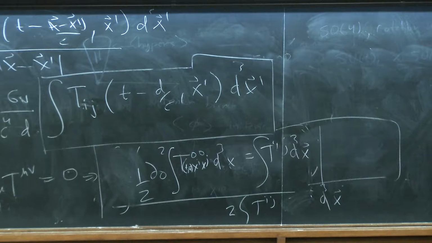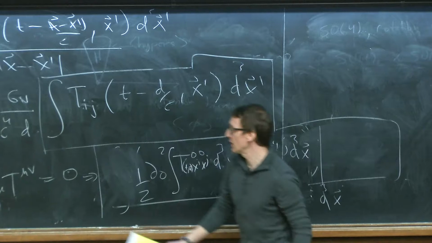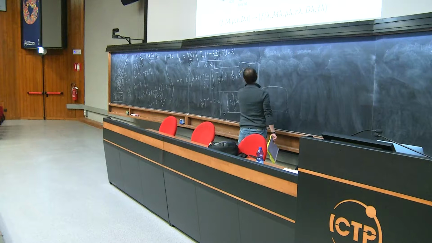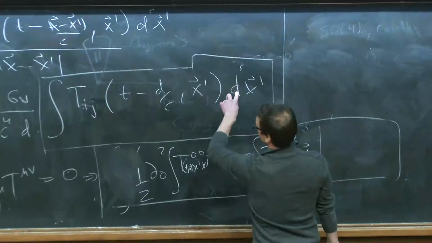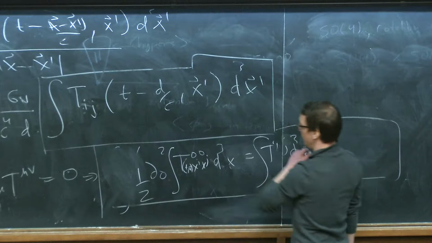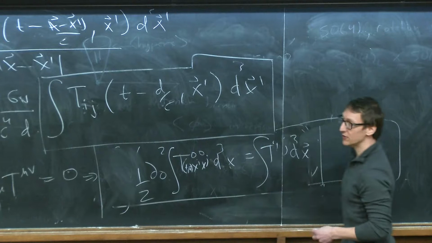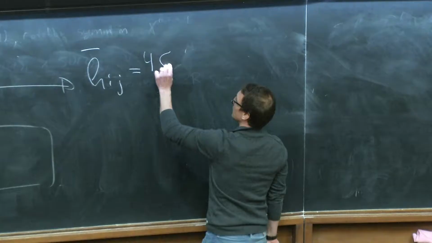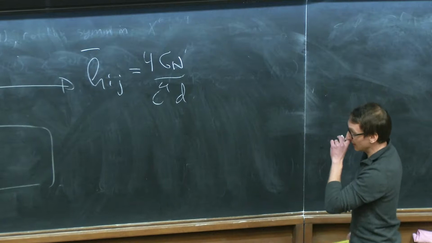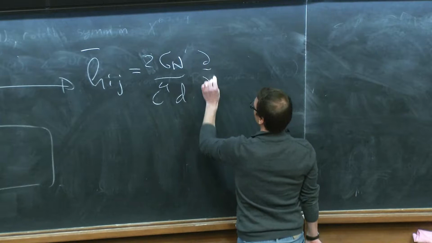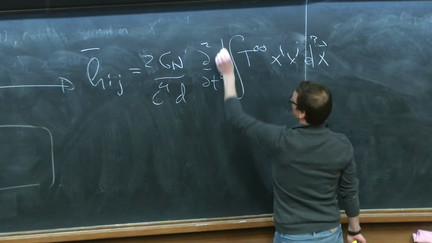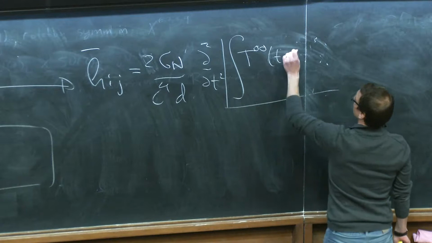You will use these moment relations often, using conservation laws, to relate and get the radiative part of the field. Because using this moment relation from here, this integral is exactly the integral of T^ij. The only difference is that the time here is going to be evaluated at the retarded time. And therefore, right over here, the h^ij, let's keep the bar, is 4 G Newton over c to the 4th d, and then you have a half, and you have d by dt squared of the integral of T^00 x^i x^j d^3x. And this is evaluated, sorry, at t minus d over c, x^i x^j.